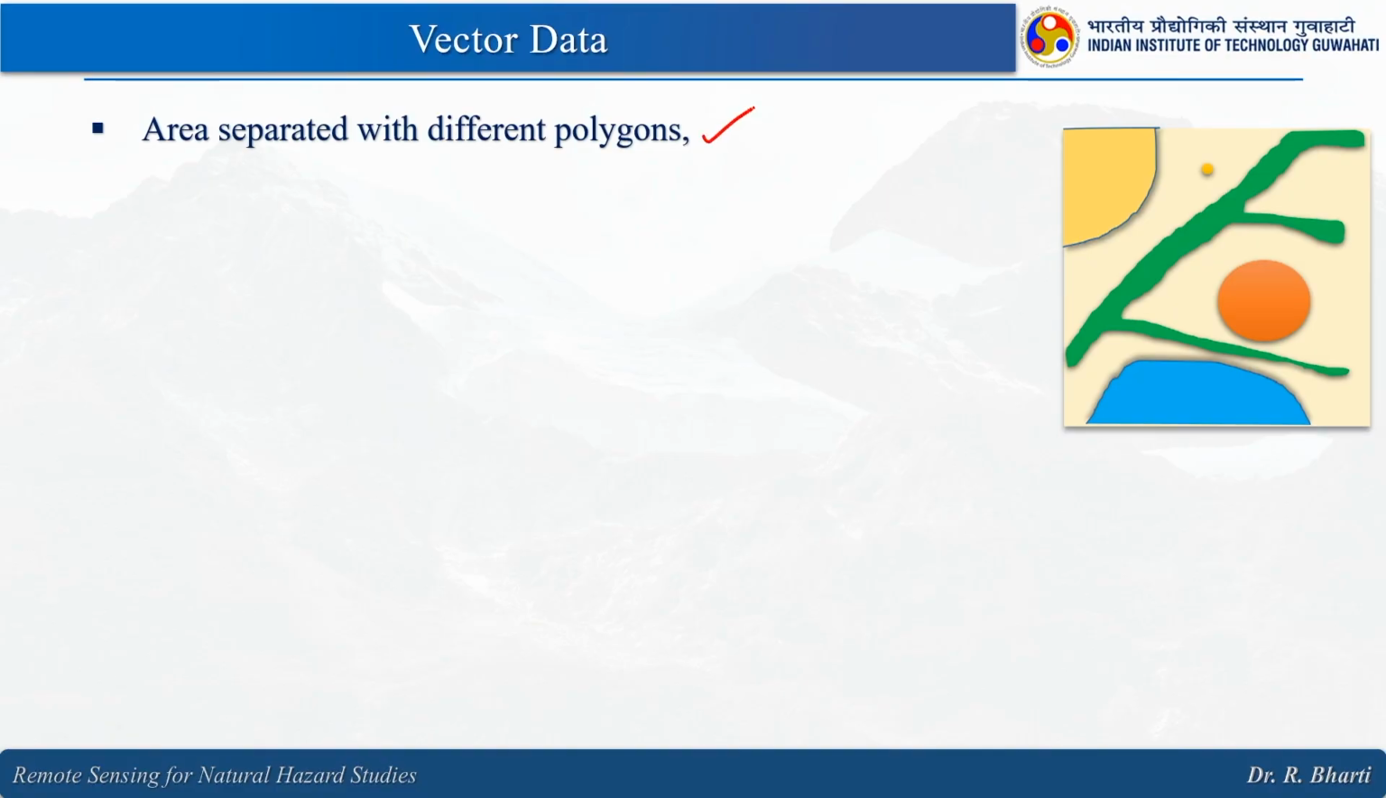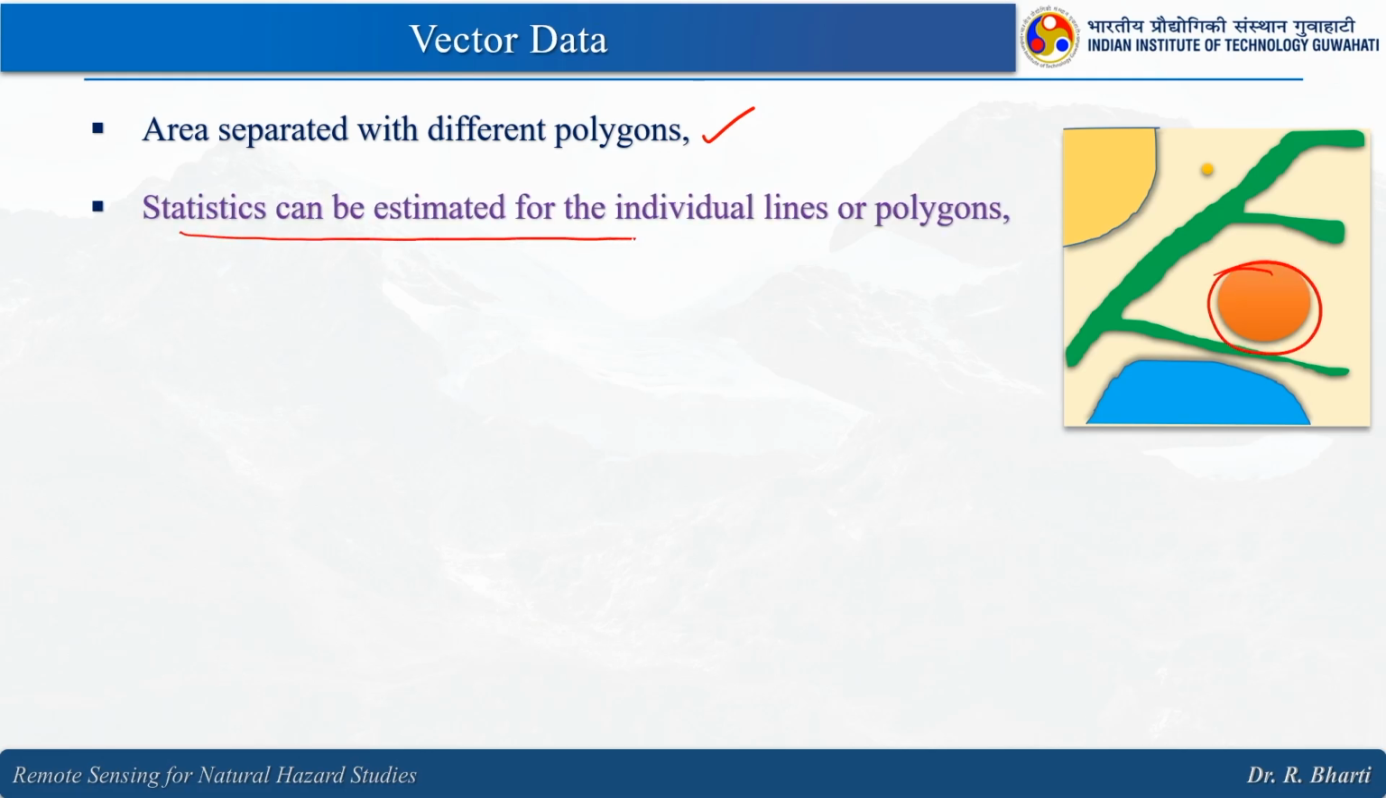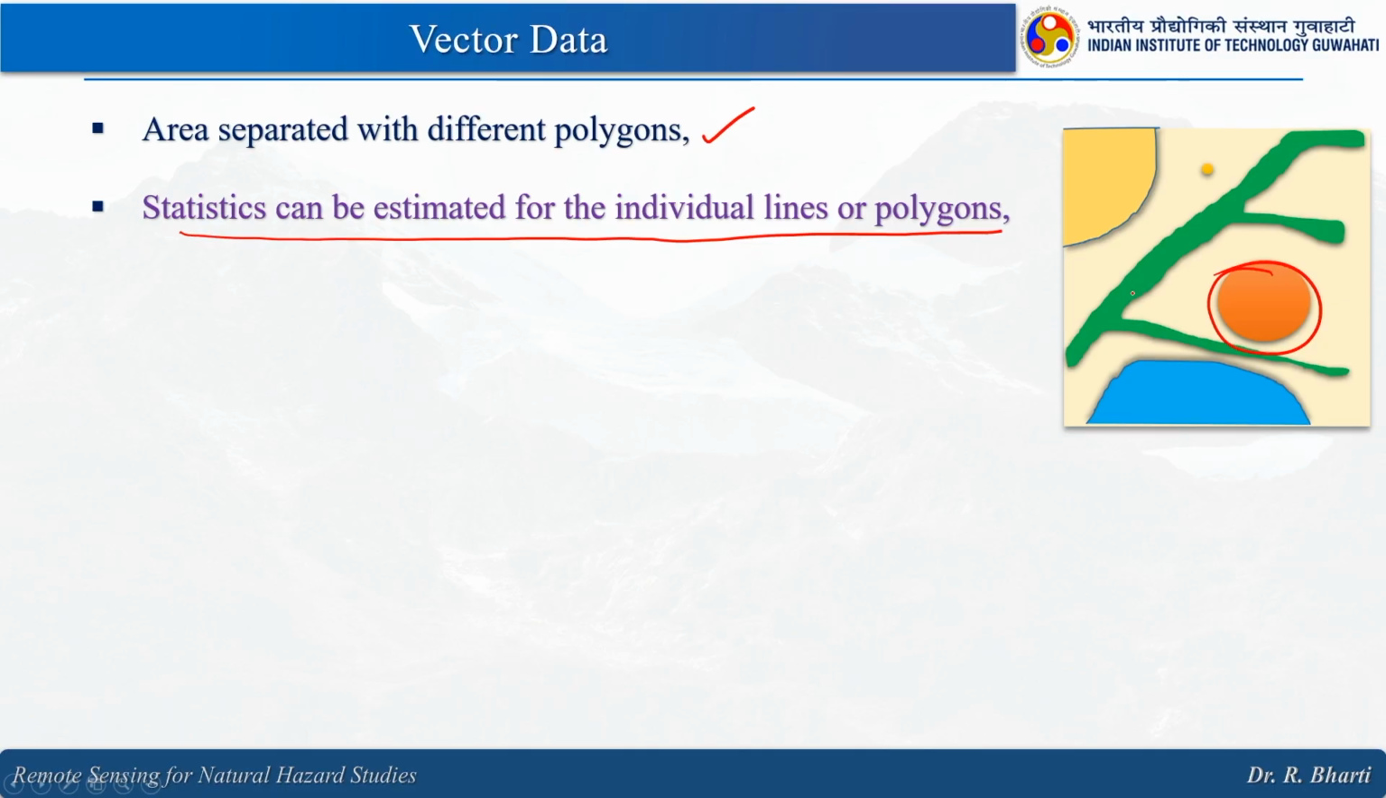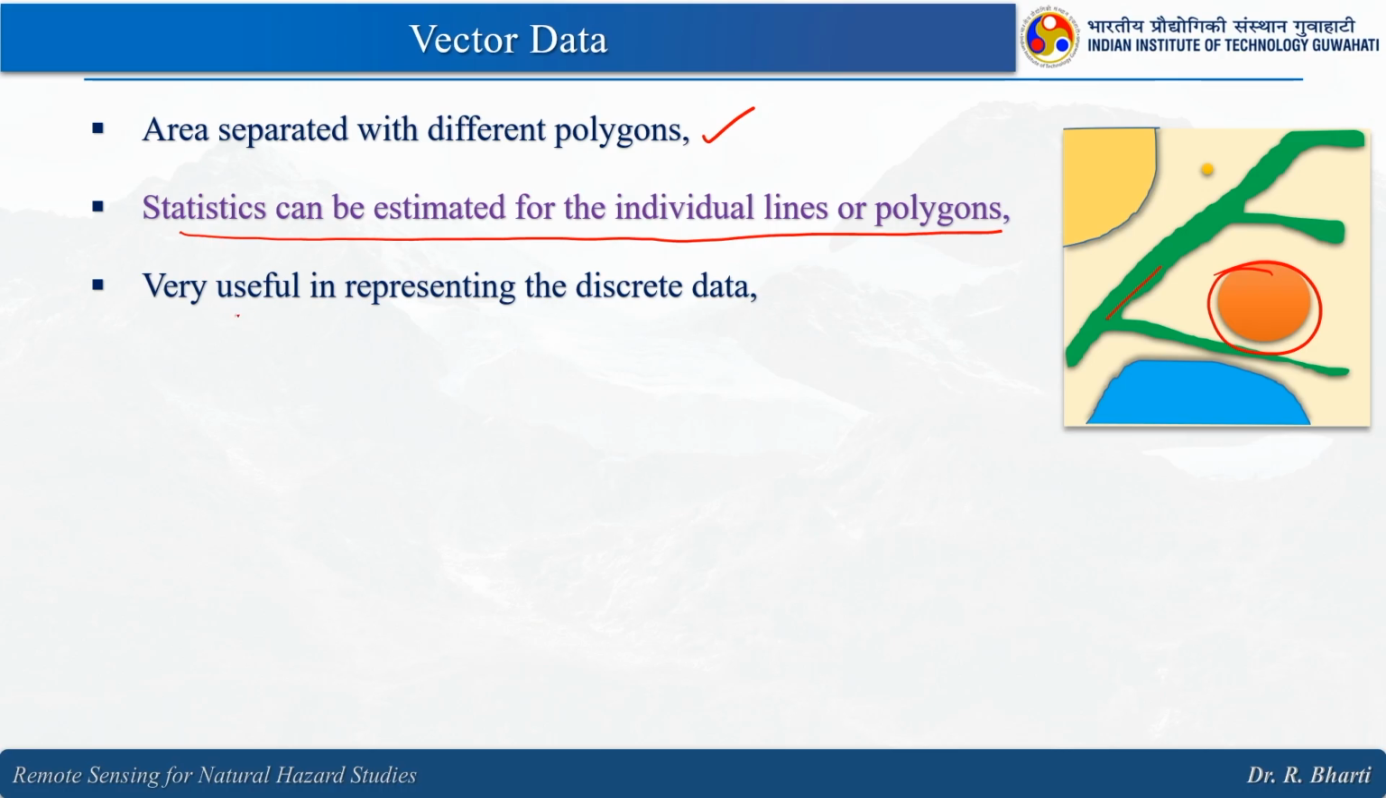When we talk about the vector data, the area is separated with different polygons, here is the example. Statistics can be estimated for the individual lines or polygons, because each line and polygon has different characteristics. So, the length, area, perimeter, these things can be easily estimated for each of these features. Very useful in representing the discrete data. The discrete data is the data which has a defined boundary, where we can easily identify that this is the ending of this particular feature.